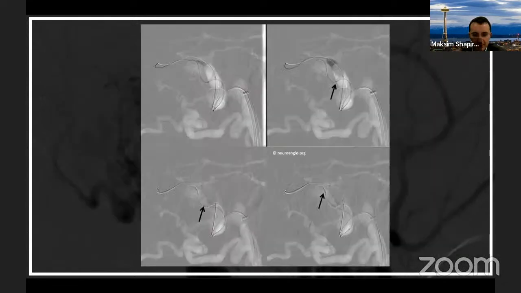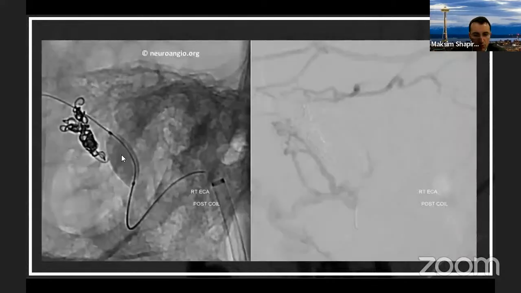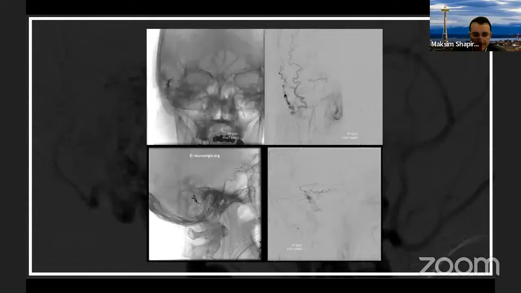Another case, again, here's a balloon. Sometimes we use a balloon to protect the sinus, particularly with higher grade fistulas. And you could use it to help get in there as well. Here we use the coils, and it worked. Now, typically, I'll show you why we don't favor the coiling so much, but it worked out in this case.